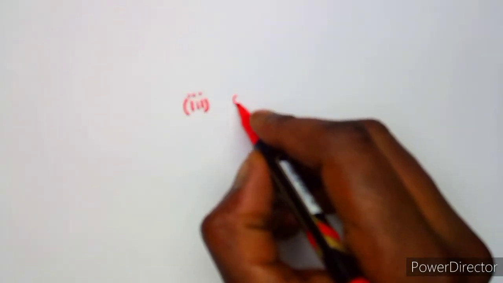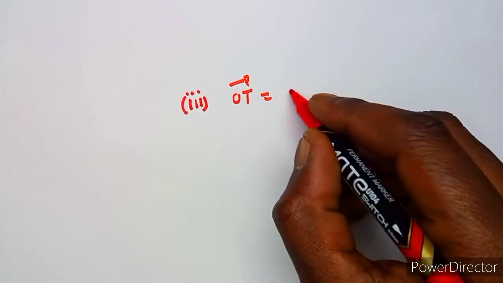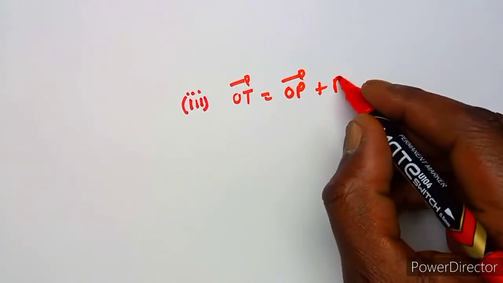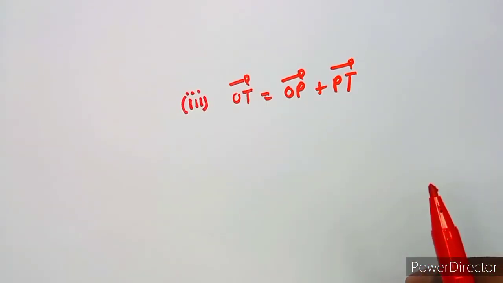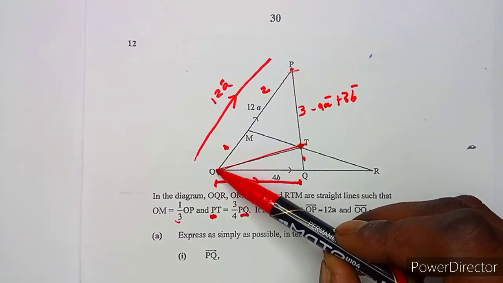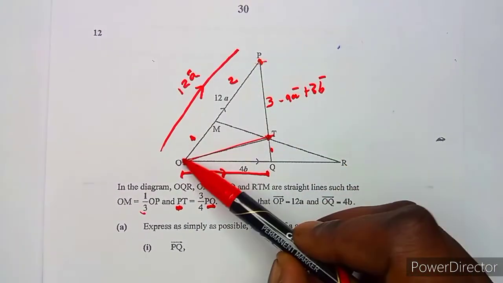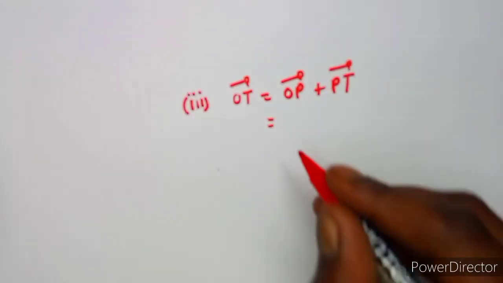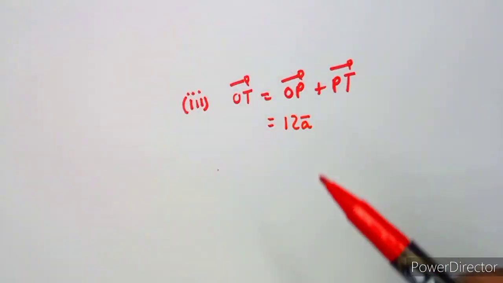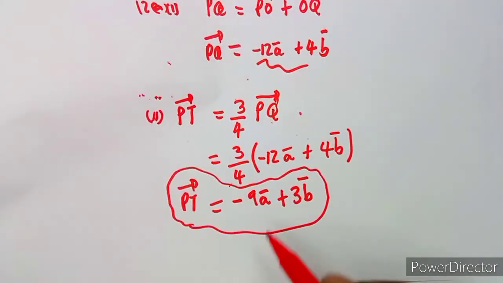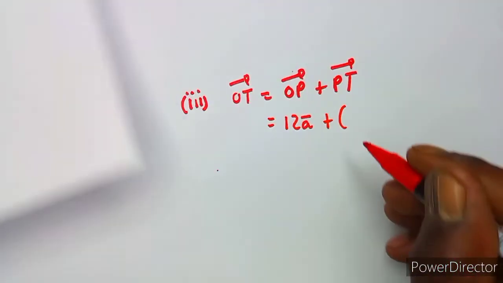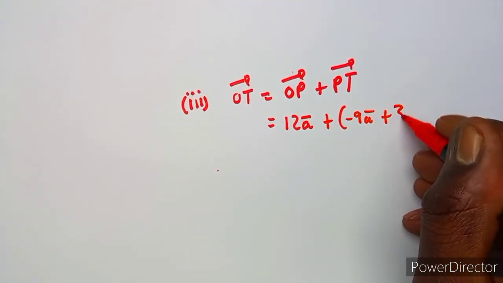You have to choose the route that has got everything. So OT is equal to OP plus PT. Remember, it's a continuation from O to P, from P to T. Now we can substitute. OP is there on the diagram. From O to P, we are maintaining the arrow as it is, so it's going to be 12a. PT, we take as it is, because already we calculated it. We're going to add this PT, which is minus 9a plus 3b.